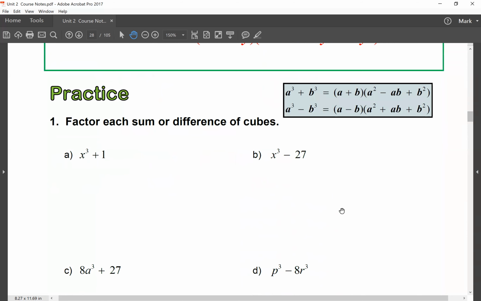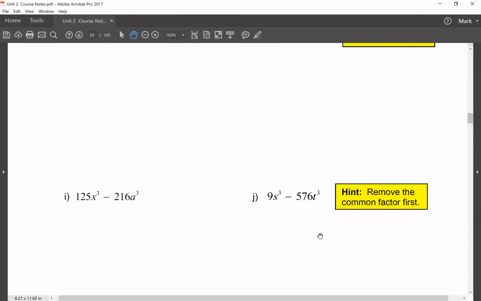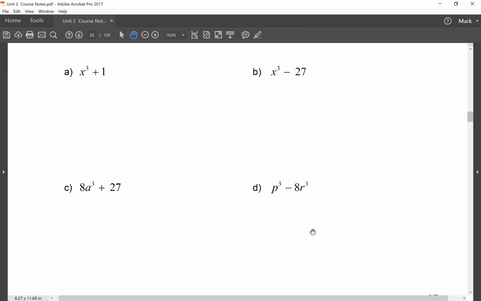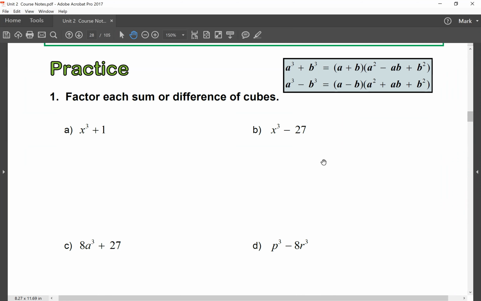Let's practice. I wouldn't worry too much about some of the harder ones down here, like J, though they would be very good for practice. But typically your difference of cubes would be something nice and straightforward like A, B, C, or D. So, which one do I want to do? Well, I'll do B. I was going to do C, but maybe I'll let you guys try C. So B is nice and easy.